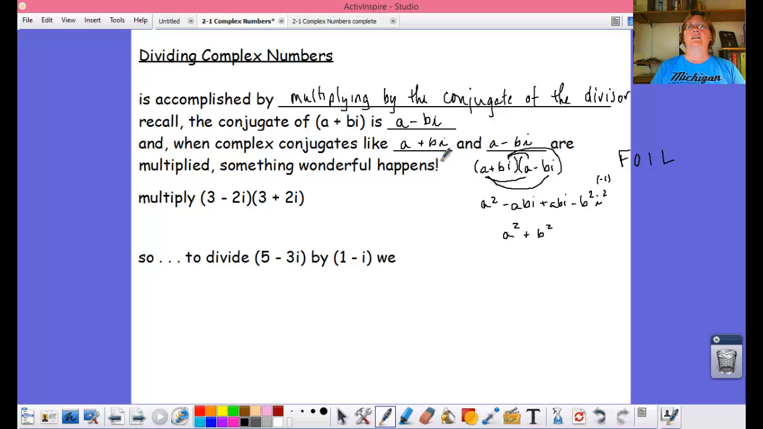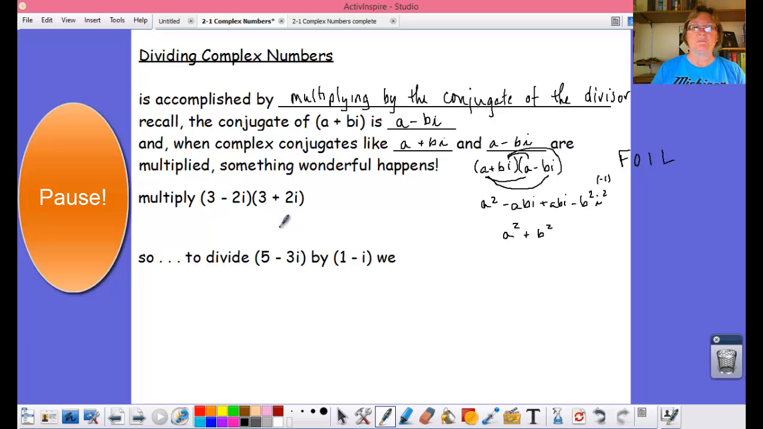So when you multiply by the conjugate, what happens is you get rid of the imaginary number i from there. And that's what allows you to do the division. So we're going to multiply here, 3 minus 2i times 3 plus 2i. I'm going to ask you to follow either the box method, which is fine, or follow the FOIL here, and let's multiply that out.